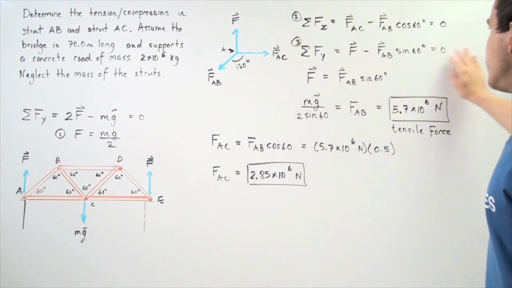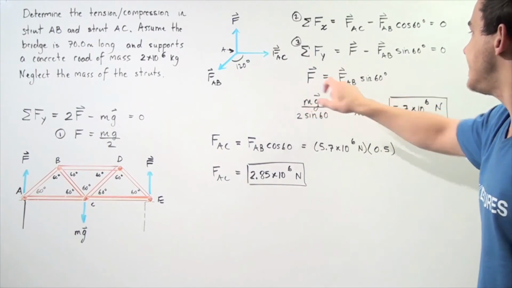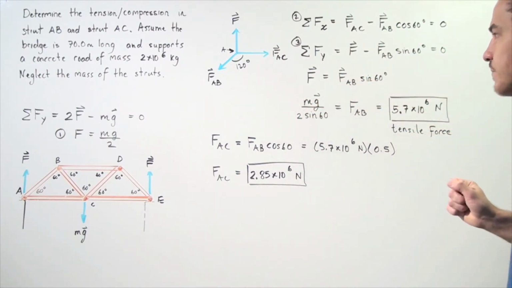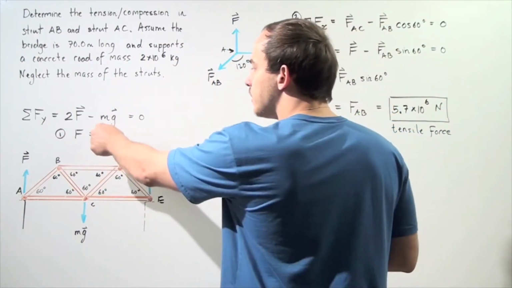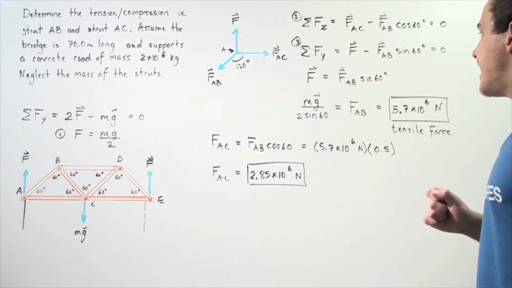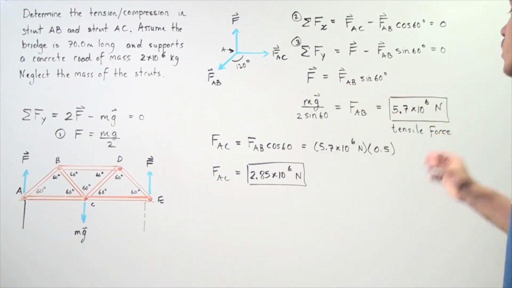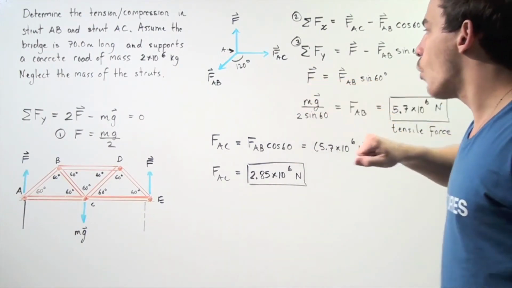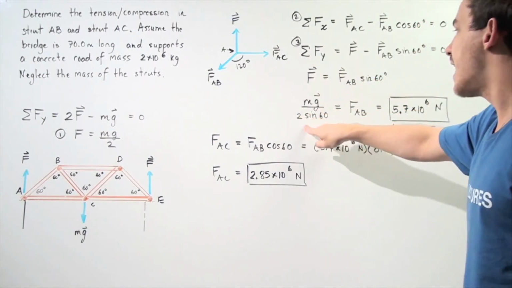So we take equation 3, which is labeled here, and we solve for F. F is equal to FAB multiplied by sine of the angle 60. Now, we know what F is from part 1. We just simply have to plug in our quantities to solve for F. So we can use this equation and solve for force AB, and we see that force FAB is equal to force divided by sine 60, where force is simply mg divided by 2. So we have mg over 2 sine 60.